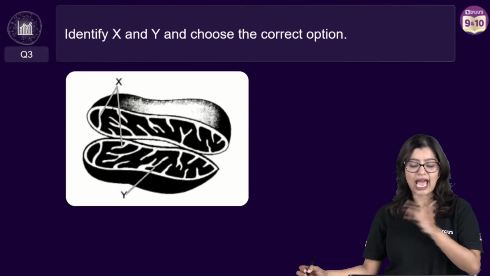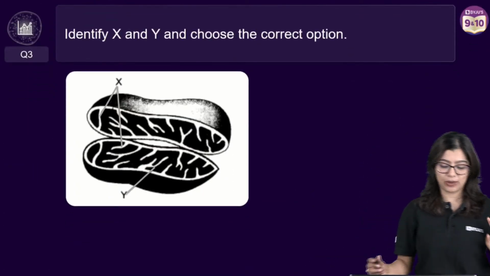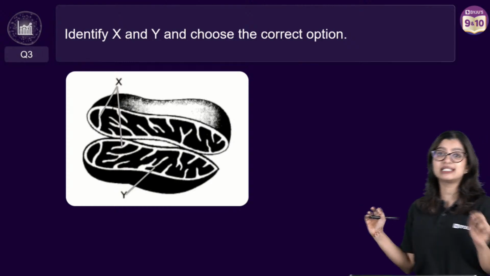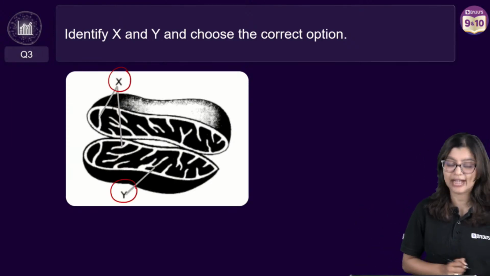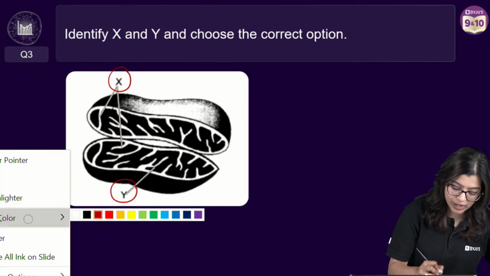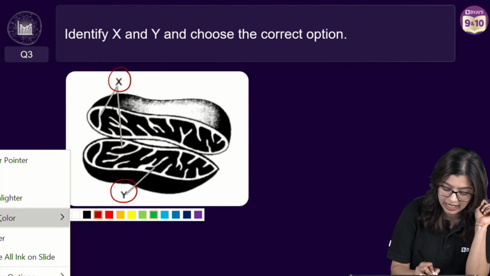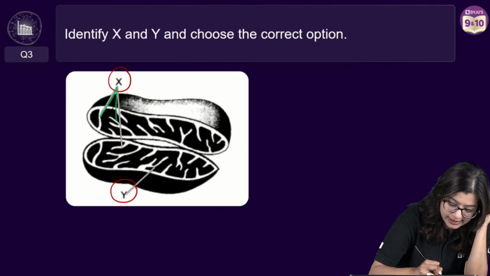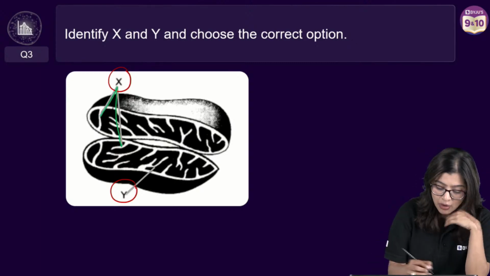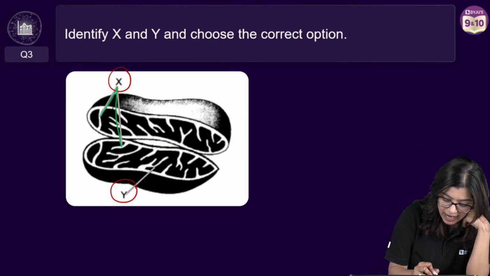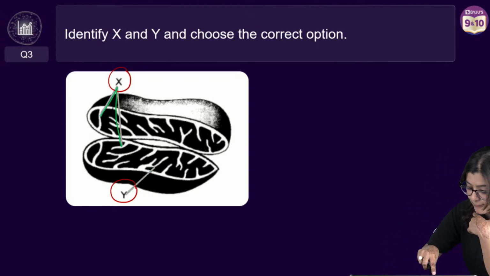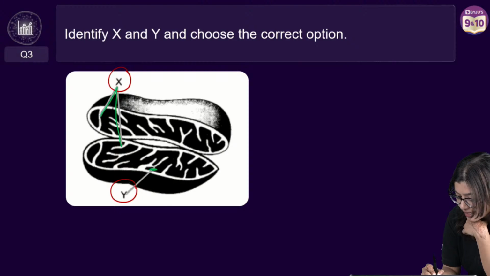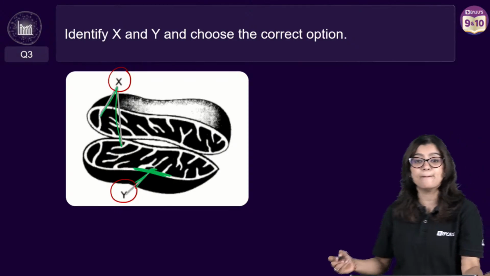Now, let's have a look at the next question on your screen. Here we have a cell organelle, and there are 2 parts given, X and Y. X is pointing towards some finger-like projections, while Y is pointing towards this membrane here. The labeling is incorrect, so ignore this. This is Y, pointing towards the membrane.